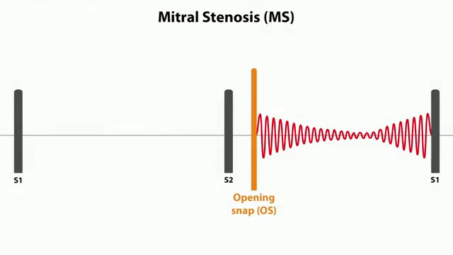So this is called the isovolumetric relaxation period. But the important thing is that the valves are closed, including the mitral valve. And if there's no blood flowing across the mitral valve, there's no murmur. So in mitral stenosis, the murmur starts a little bit after S2 because the mitral valve hasn't opened yet.